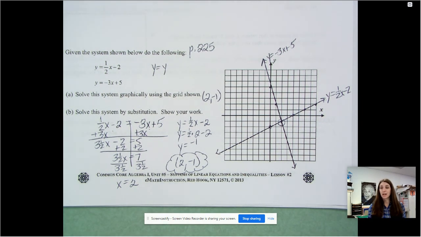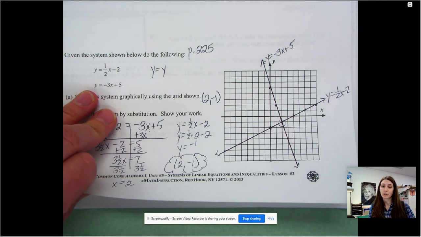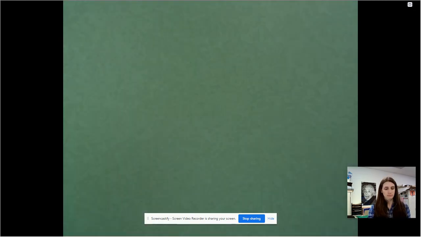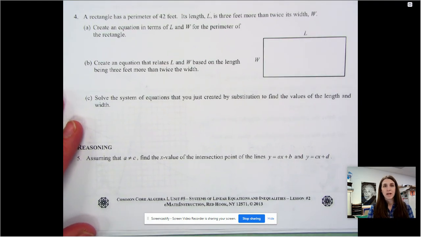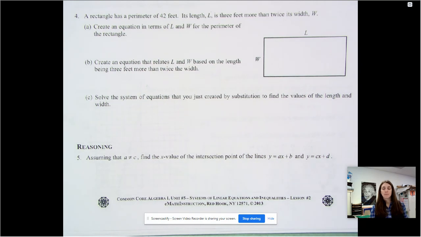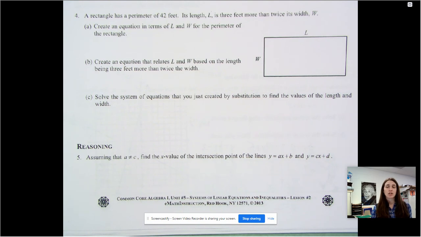Okay, we're going to turn to the next page when you're ready, page 226, and we're going to start on number 4. Number 4, we have a rectangle that has a perimeter of 42 feet. Its length L is 3 feet more than twice its width, W. Create an equation in terms of L and W for the perimeter of the rectangle.